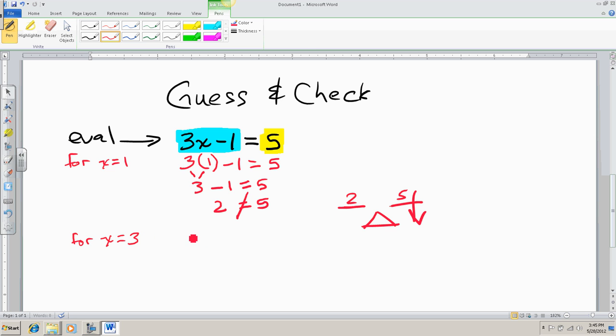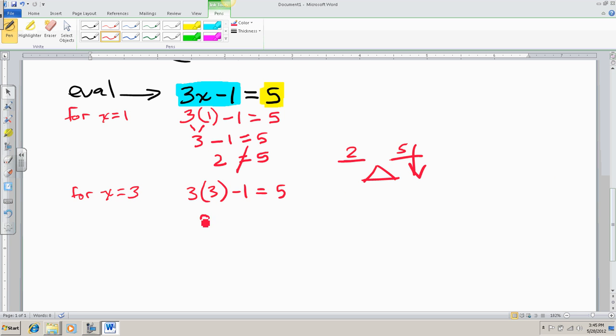Try that. So 3 brackets 3, so that's 3x minus 1 equals 5. Let's evaluate that left side and see if it equals the right side. 3 times 3 is 9, minus 1 equals 8. You can see right away this is not right. 8 does not equal 5. So here we chose a number that's too high. Before, we chose a number that was too low.